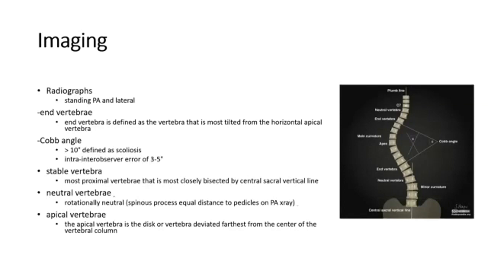And then you have the neutral vertebra, which is rotationally neutral. So here, this is the neutral vertebra, when the spinous process distance to both pedicles is equal. And then the stable vertebra, which is the most proximal vertebra that is most closely bisected by this central line. This one is bisected again by the central sacral vertical line, but this is the most proximal that is really bisected. So these are very important definitions.